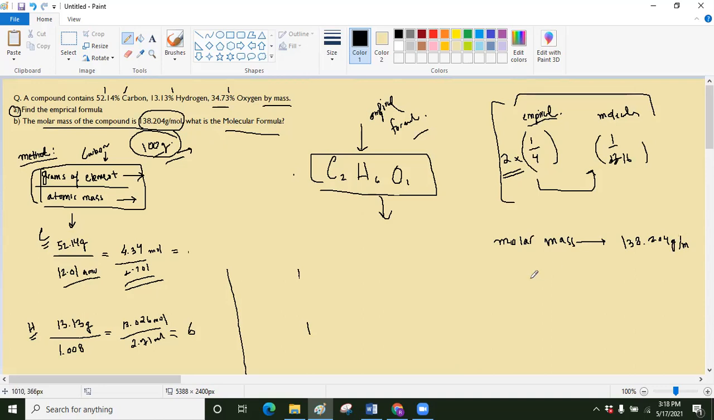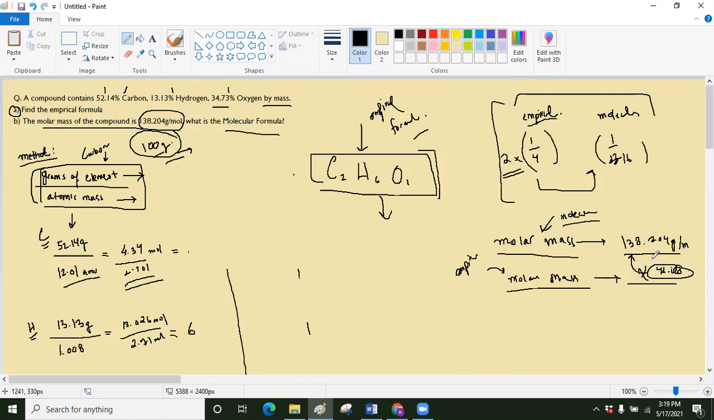Now, if you were to find the molar mass of the empirical formula, and that comes out to, let's say, I don't know, 46.068, then you know that 138.204, which is the molar mass of the molecular formula, is some factor greater than the molar mass of the empirical formula.